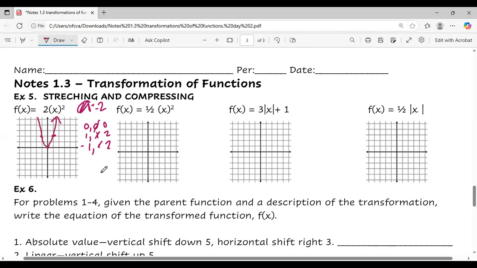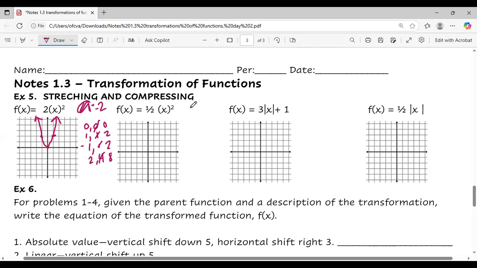Remember that on the table for the parent graph, your next point would be 2, comma 4, correct? But that 4 will be multiplied by 2, so that will give you 8. So at 2, I know we don't have enough space, but so that you understand where it's coming from, at 2, you will be at 8 up here. And at negative 2, same thing, you will be at 8 up here.